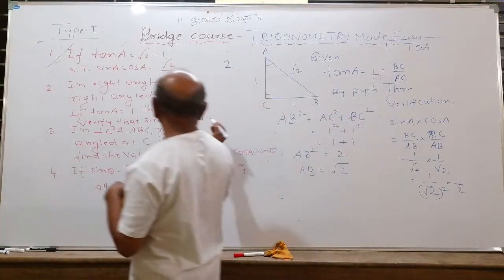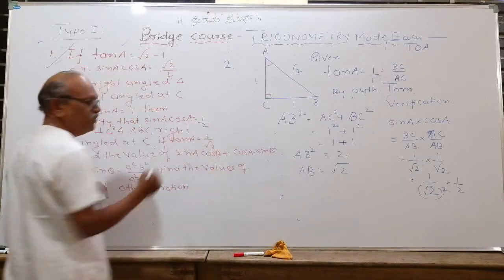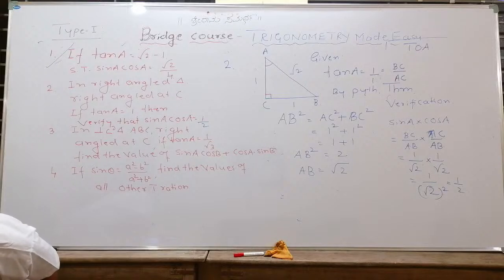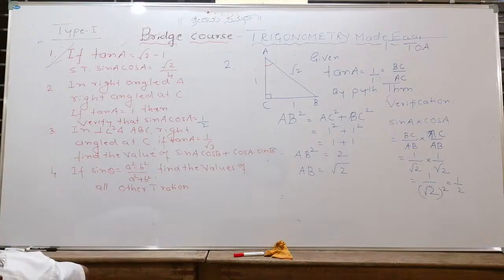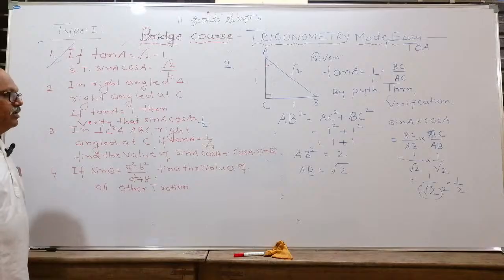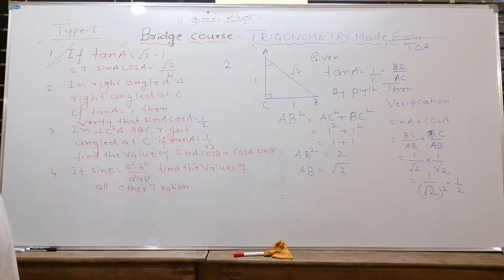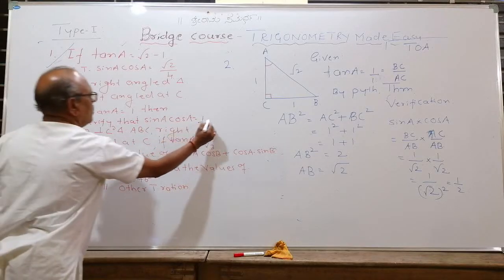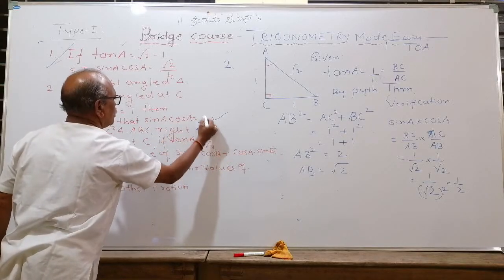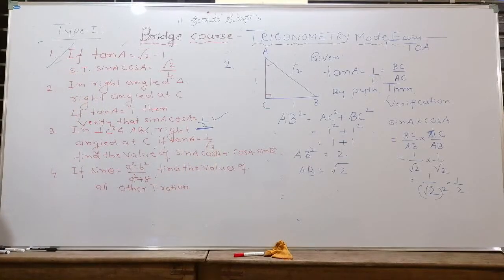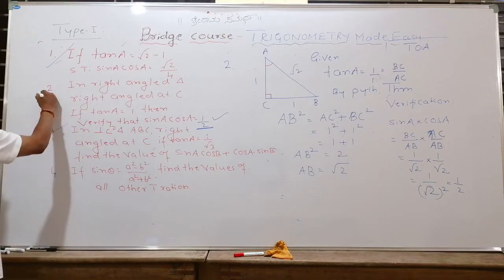I have miswritten the question here. It should be 1 by 2. Check, all of you. What is your answer? Is 1 by 2 correct? Okay. It should be 1 by 2. Sin A into cos A should be 1 by 2, and it was a print error. Next question. Sin A into cos A becomes equal to 1 by 2. It is correct. Next, move on to the third one.